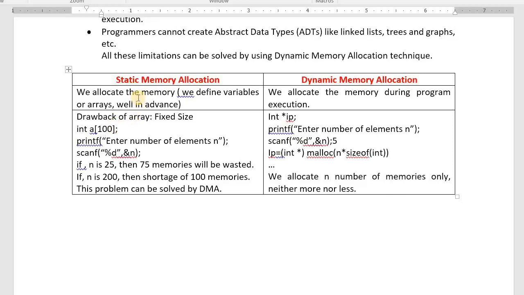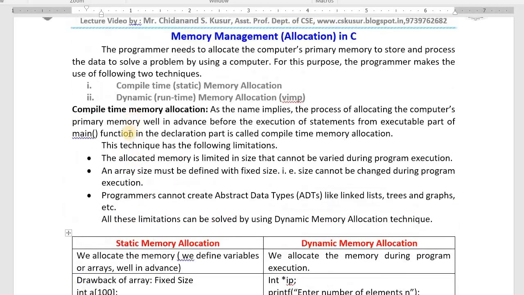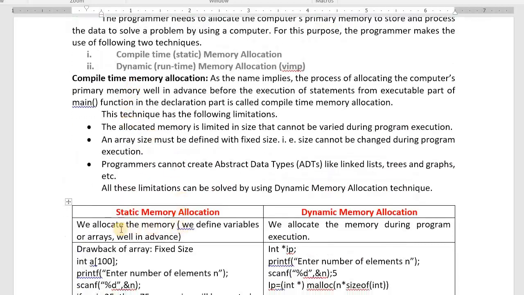Static memory allocation means allocating the memory well in advance. We allocate the memory, meaning we define the variables or arrays well in advance in the declaration part of the main function. Dynamic memory allocation means allocating the memory during the program run or execution.